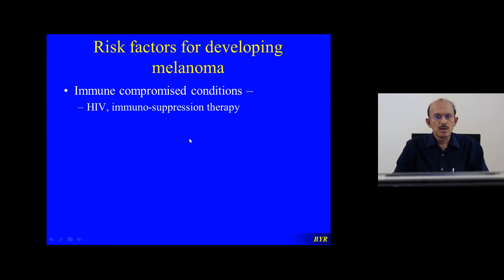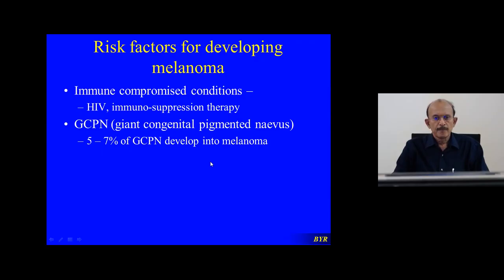Then in immune-compromised patients, like HIV immunosuppressive therapy patients, giant congenital pigmented nevus, 5 to 7% of these nevi, they develop into melanoma. History of sunburn in childhood.